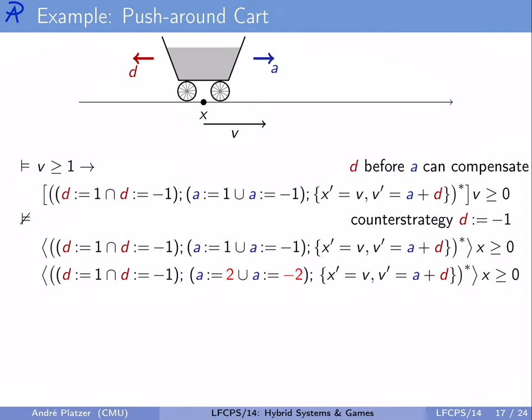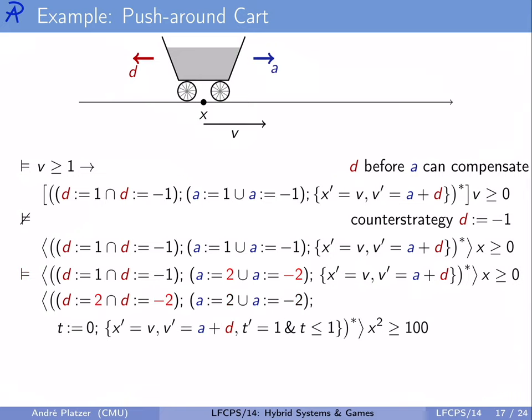Now, what if instead we give Angel a bit more force? So now we've got a strong Angel with 2 or minus 2 for her values. Does she then have a strategy that will make her win to a non-negative position all the time? Now she does. She's stronger, right? Even if Demon is trying to play minus 1, she can play 2, which overall will make sure that v prime is at least 1. And if v prime is at least 1, if you just wait long enough, ultimately the value of x is going to be greater than 0. So that formula is valid.